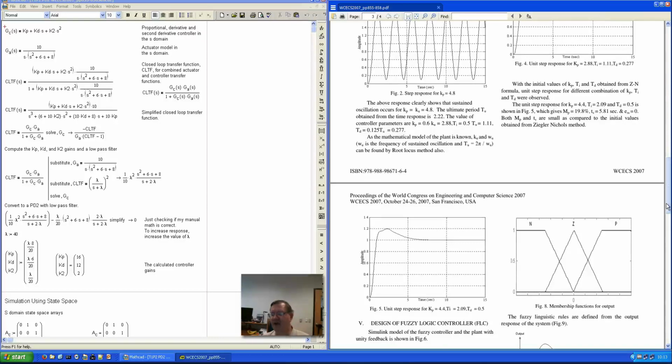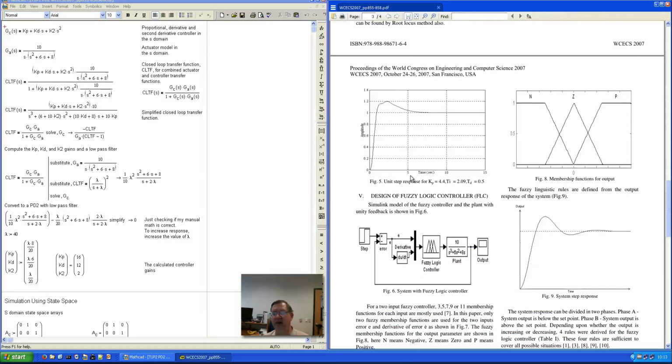Coming on down, he decides to make a little bit of a correction on the PID gains, but you can see he's got a P, I, and D here, and he gets the response just a little bit better, but it still has a lot of overshoot, and the settling time is very poor.